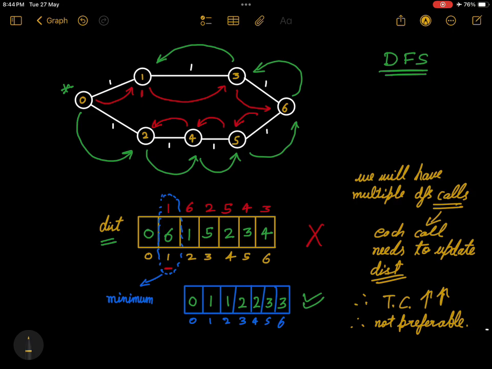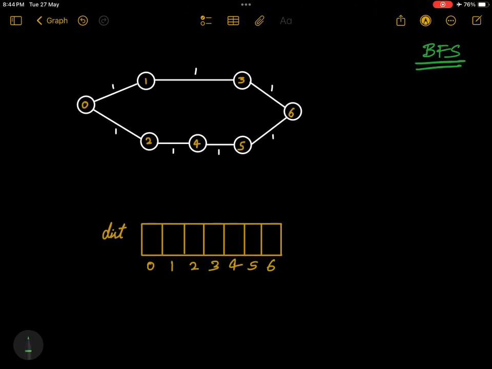So what we got as an observation: if we are going to do it using DFS, it will take too long, right? We have to visit the same node multiple times and take the minimum distance of each node from the 0. So it is not preferable. Let's see how we're going to do it using BFS.